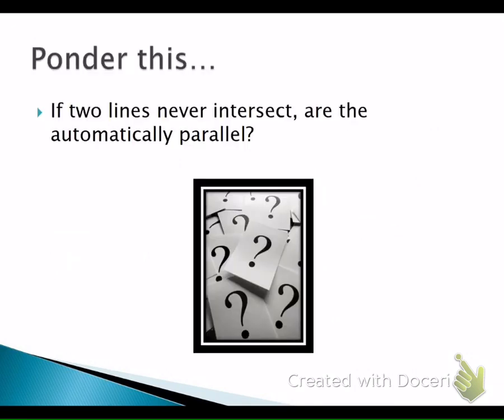So if two lines never intersect, they're automatically parallel. No, there's another relationship we learned. Does anyone remember what it's called? They don't intersect, but they're not parallel. Not perpendicular, because they're not going to intersect.